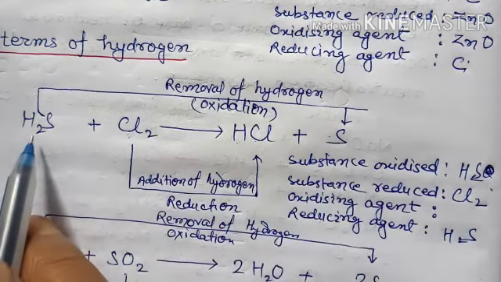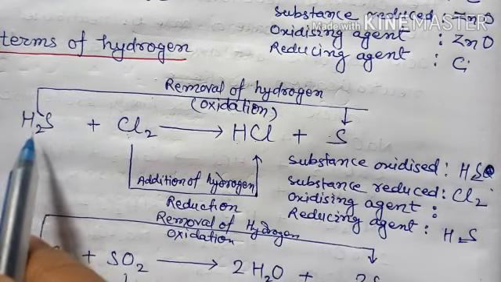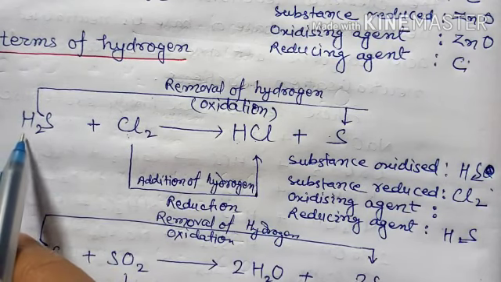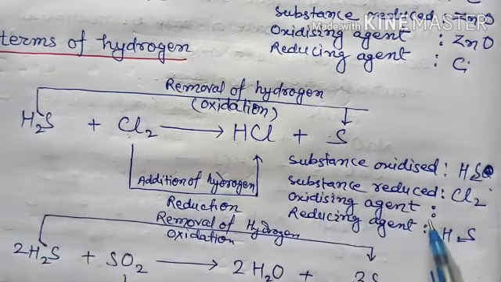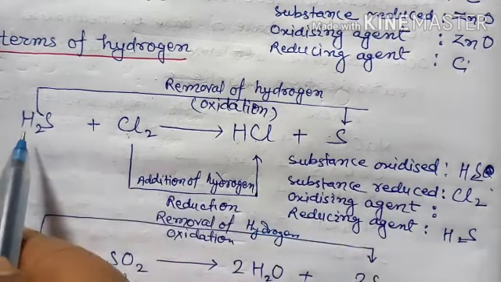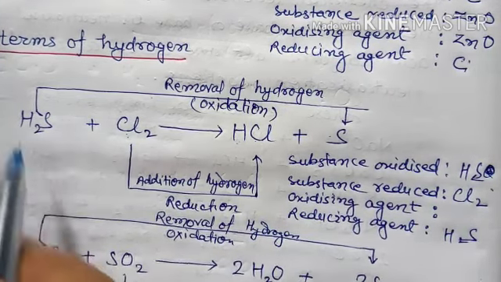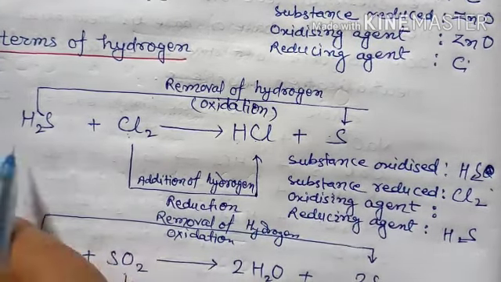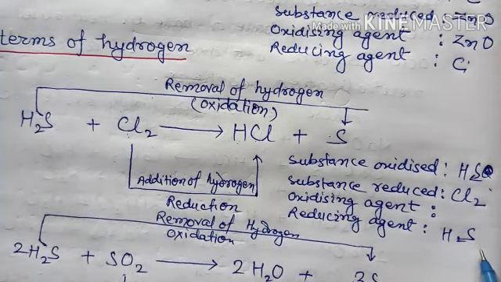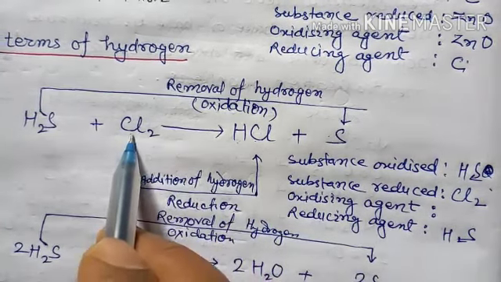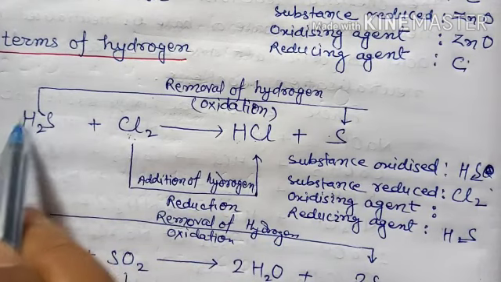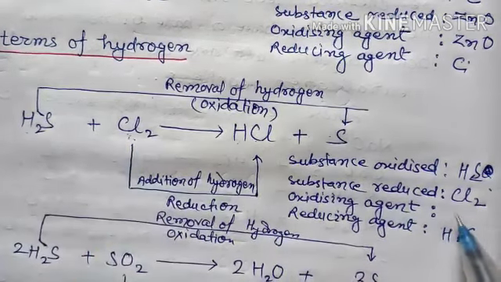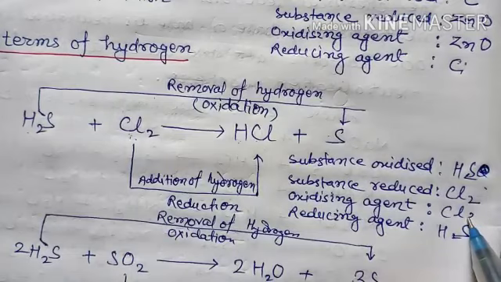Now the substance hydrogen sulfide gives hydrogen, and the substance which gives hydrogen is known as a reducing agent. So hydrogen sulfide is the reducing agent. The substance which removes hydrogen from a compound is the oxidizing agent. Chlorine is the substance which removes hydrogen here, so chlorine is the oxidizing agent.